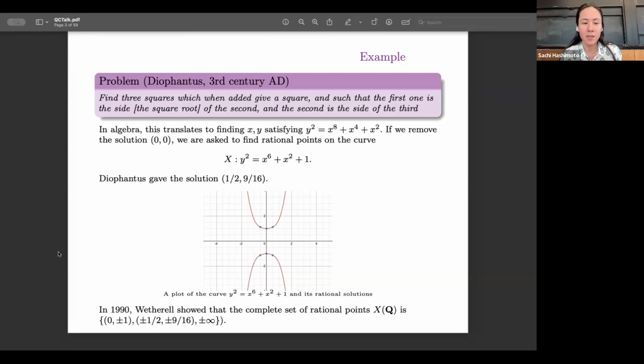So if you sort of don't believe in the number 0 or negative numbers or infinity, then Diophantus had the complete set. But of course, the hard part is often not finding the rational points themselves, but proving that the solution set you have is complete.